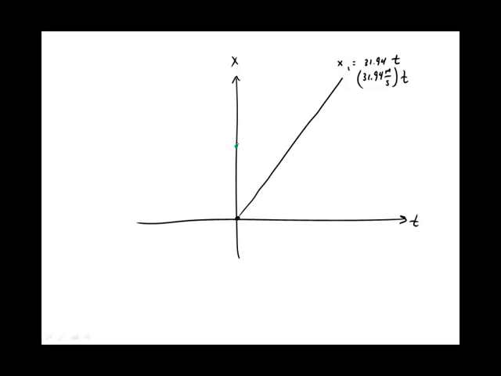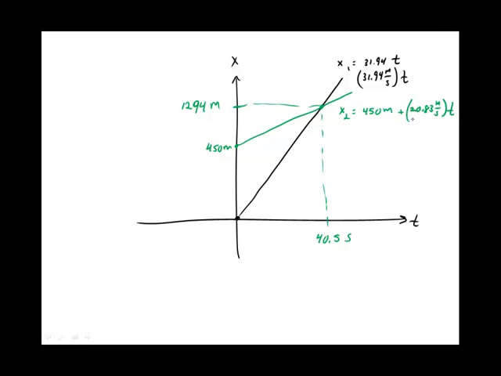The other car started here at 450. He's got a slope of 20.83. It's not as steep as mine. His slope is about there. This is where we meet. That's 40.5 seconds. And here's the position, clearly not to scale, 1294 meters. So this is the line x2 equals 450 meters, that's right here, again not to scale, plus 20.83 meters per second t.